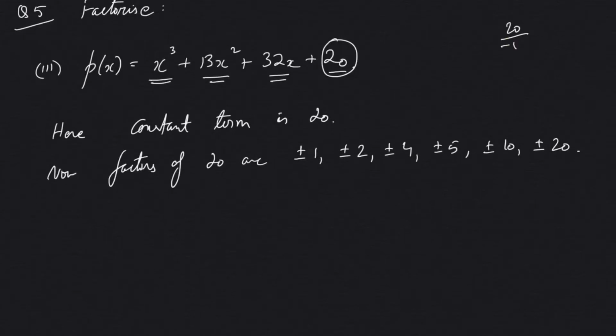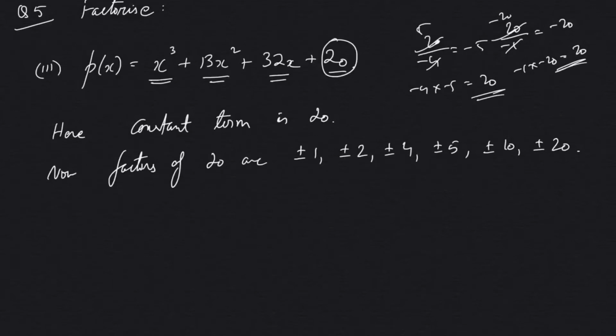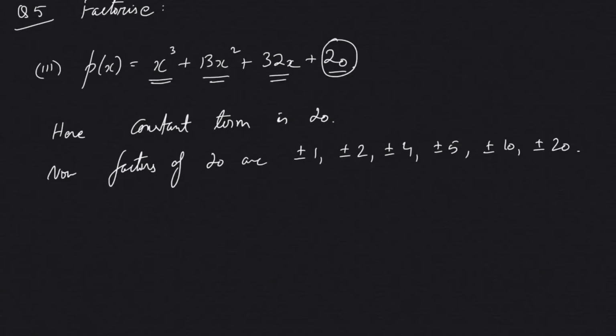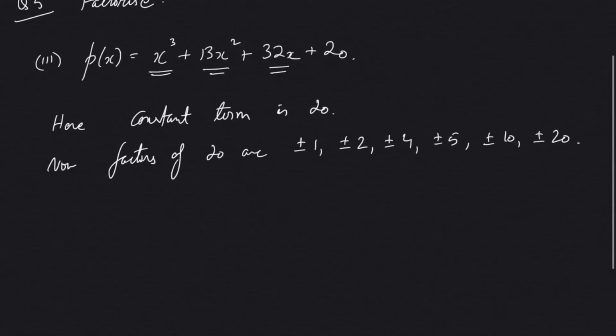That means 20 can be divided by minus 1, giving minus 20, because minus 1 into minus 20 is 20. Similarly 20 can be divided by minus 4, giving minus 5, because minus 4 into minus 5 is 20, minus into minus is plus. So that's why we have to consider even the negative values also, because it's not given in the question that they should be natural numbers or whole numbers or positive integers. So the factors of 20 include the negative numbers also.